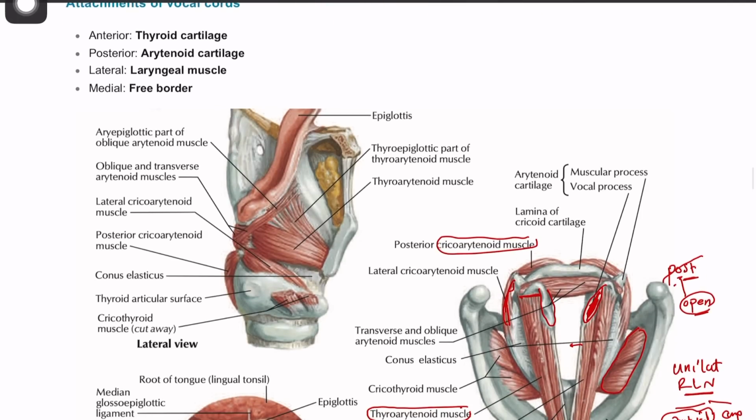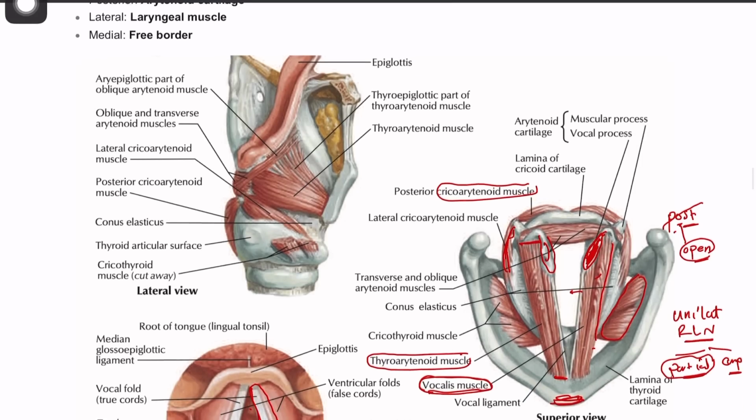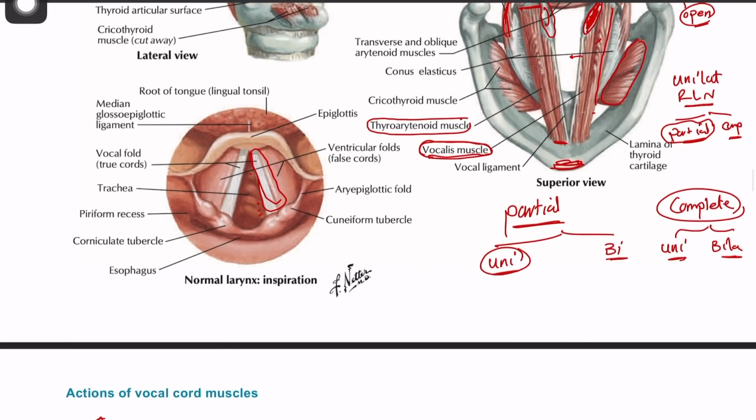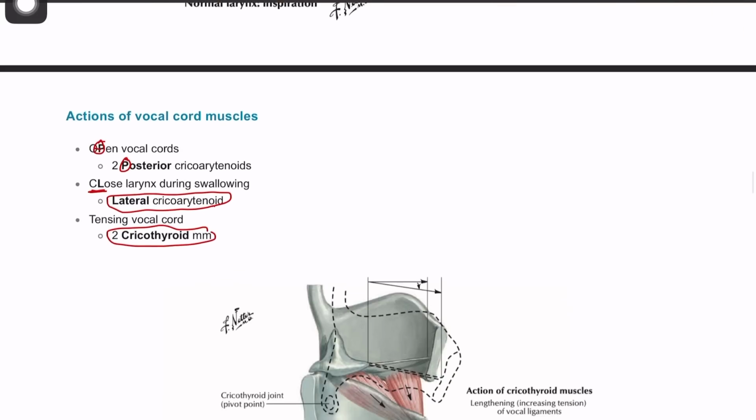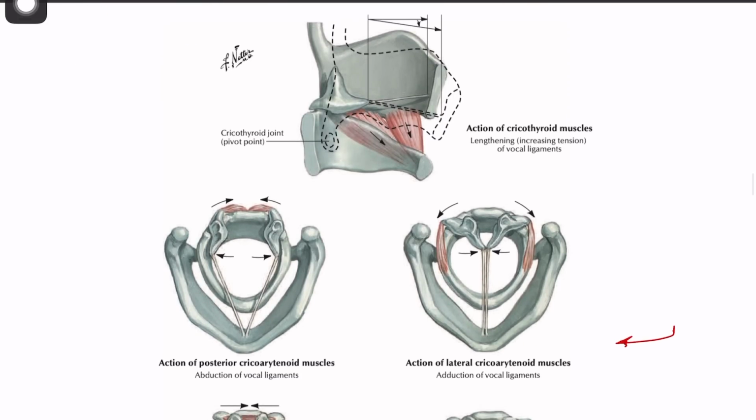Attachment, we mentioned anterior thyroid cartilage, which is there, and posterior arytenoid cartilage, which is there, and laterally it goes to the laryngeal muscle. So this is the vocalis muscle, and also this is the laryngeal muscle. That's not for medial, it's a free border. Okay, so these are the attachment, the nerve supply and the nerve injury as well. Again, this is to further explain the action of these muscles. So here you have the action of the cricothyroid muscle, which we said tenses the vocal cord, causing tension on the vocal cord.